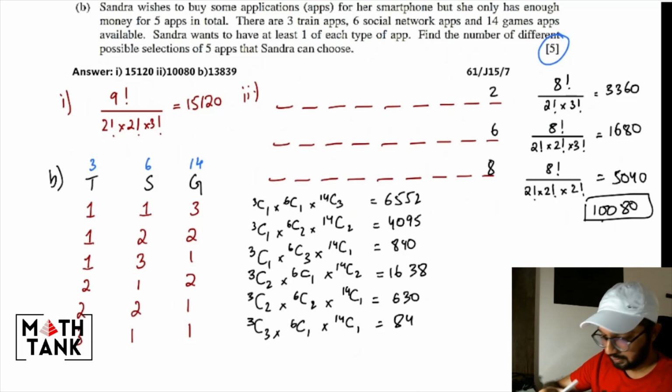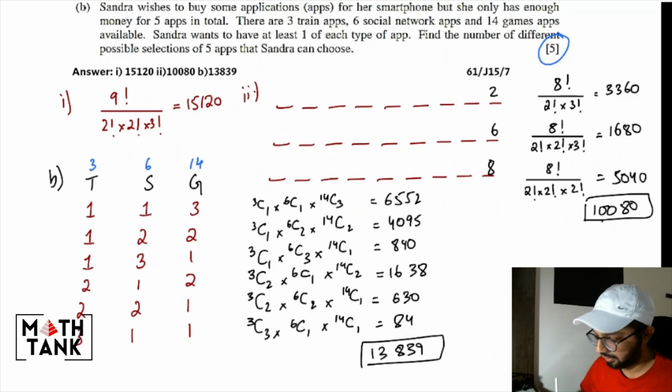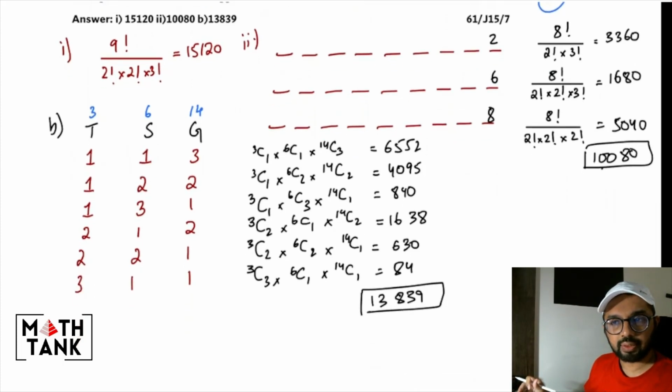Now, since this is a 5-mark question, calculations might take a little bit, but that's part of the question then. And I get my total 13839. Okay, so that's the first question that we have here. Let's move on quickly to the next question.